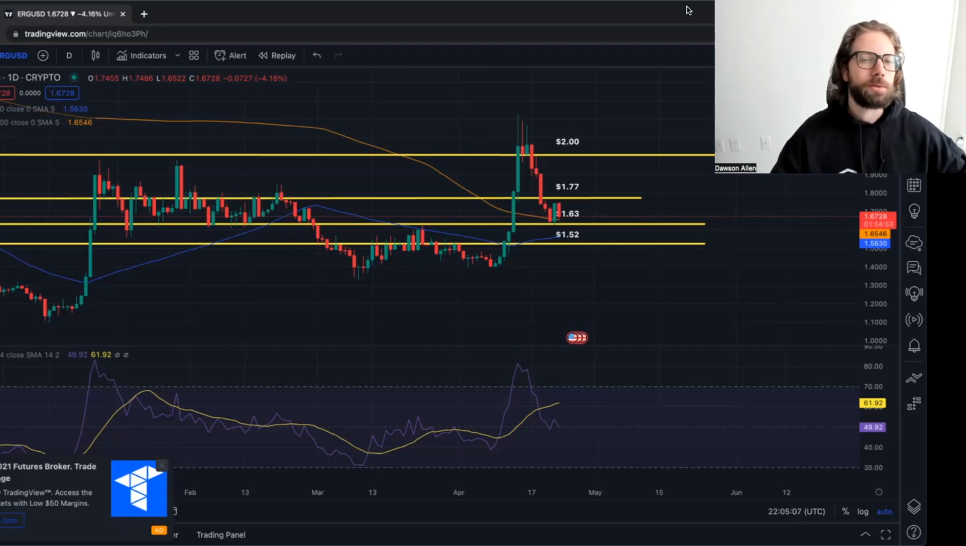I just like to look at things on a daily time frame because it makes sense in my head. Like, what's going on this day? What's going on this day? Are we up today? Are we down today? With that being said, the first thing I want to jump into is our moving averages.